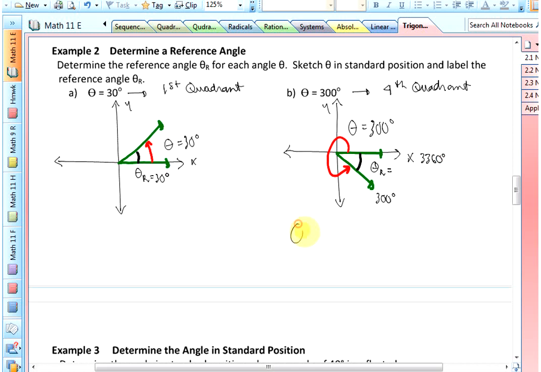360 degrees. So if we want to figure out what theta subscript r is, we just need to take the difference between 360 degrees and 300 degrees, and we get our reference angle, which is 60 degrees. Okay, now it's acute, between 0 and 90 degrees. It should be positive, so make sure that you leave it positive. Don't put any negative signs on it. Its vertex is at the origin, and it's between the x-axis and the terminal arm. Okay, so that is the end of example 2.